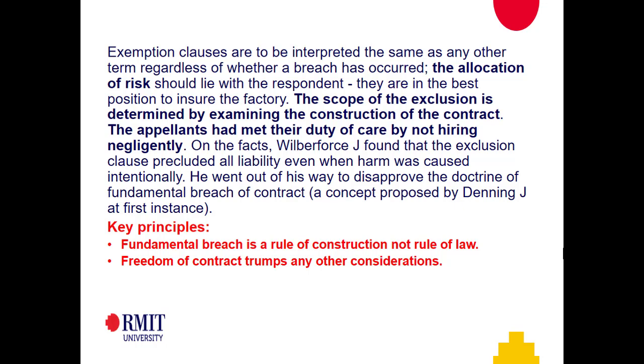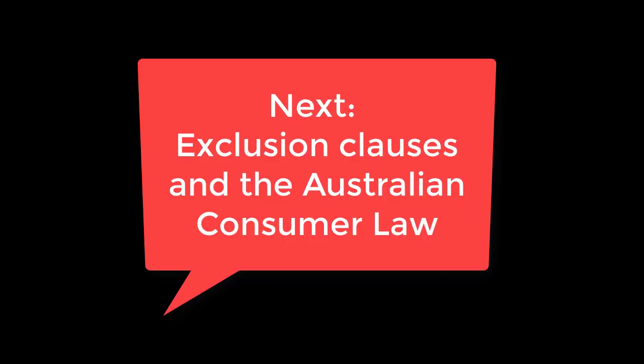So what are our key principles here? Fundamental breach is a rule of construction and not a rule of law, and freedom of contract still trumps any other considerations. So this comes out of, so at first instance, sorry, I'm jumping the gun a bit. At first instance in Photo Production v Securicor, Justice Denning came up with this idea of a fundamental breach, that there might be some fundamental breach of the contract that affects the workings of the exclusion clauses.